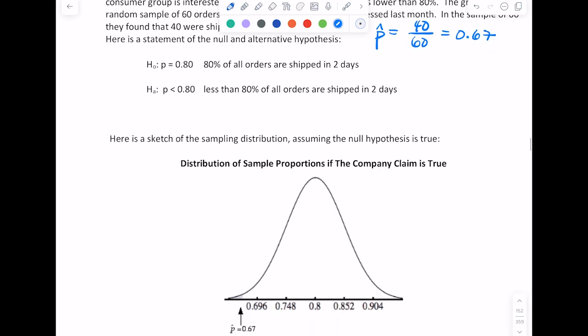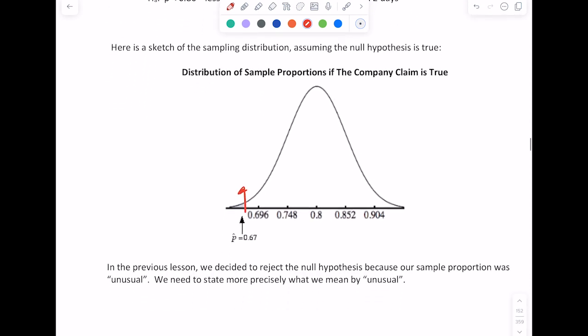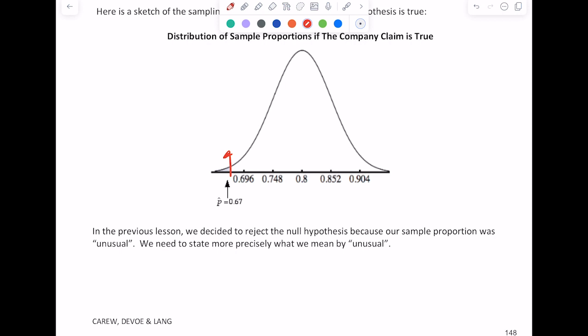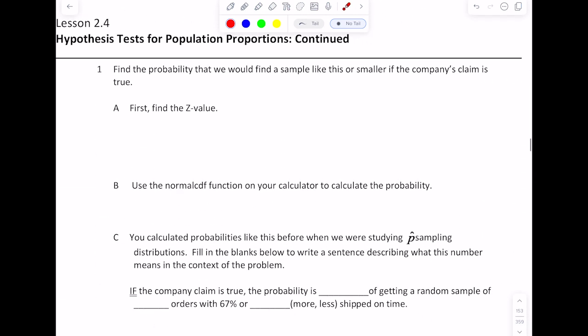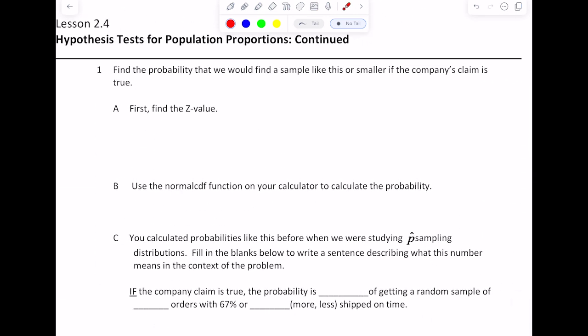So right there, that would be basically where my red flag is. Okay, 0.67, that's my p-hat. And we're looking for the probability that it's less than that. Because our sample proportion was more than 2 standard deviations below the average, we said that this was unusual, and also then the null hypothesis should be rejected. Okay, but why? So we're going to take a look at that. We want to find the probability that we would find a sample like this or smaller if the company's claim is true. So what we're testing against is the null hypothesis.